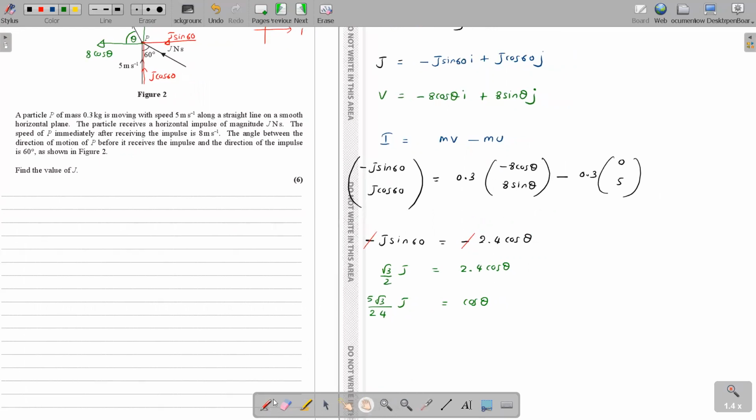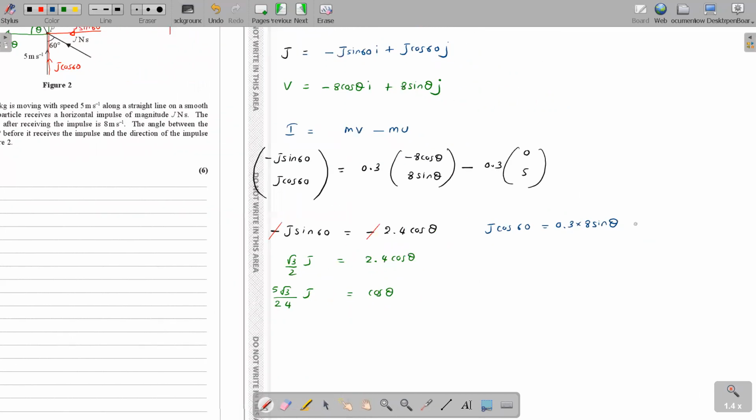Remember that. The next thing you do is I take the x components. That gives me j cos 60 equals 0.3 into 8 sine theta minus 0.3 into 5. Are you guys okay with what I'm doing? So j cos 60 is half. 0.3 into 8 is 2.4 sine theta, minus 0.3 into 5 is how much? 1.5?